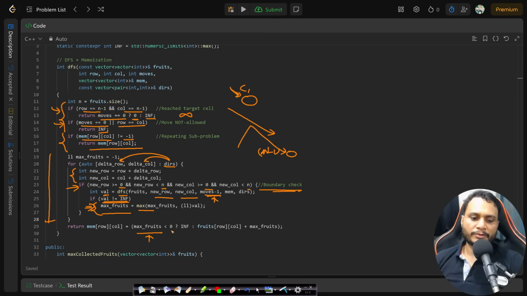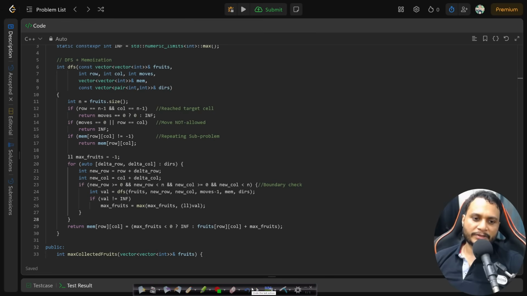If the maximum fruit somehow is less than 0, that means I could not find any valid path, then I will be storing infinity value at that table space. Otherwise, I will be adding the fruits at the current cell plus the maximum fruits that I could have collected by taking the optimal valid path. So this is the entire DFS function. I hope it is clear.